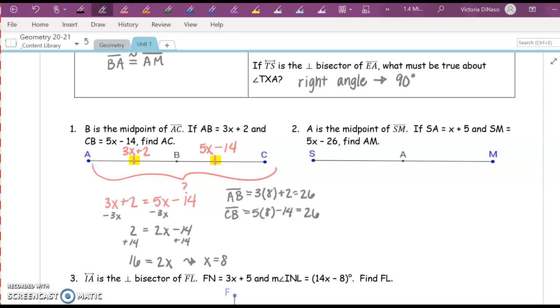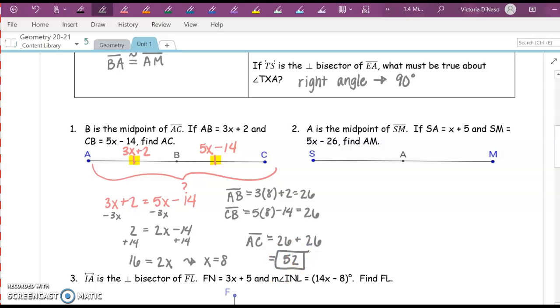So when you solve for x, you get that x equals 8. When we plug 8 into segment AB, we get 26. When we plug 8 into segment CB, we also get 26. So my final answer is to find segment AC's length. So we have 26 plus 26, which equals my final answer of 52.